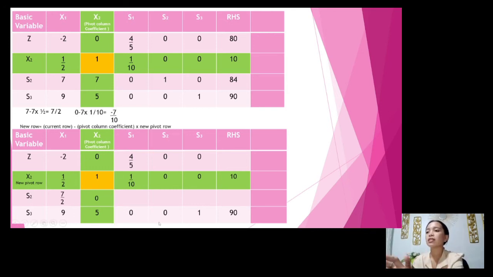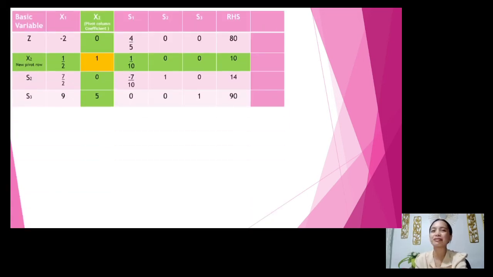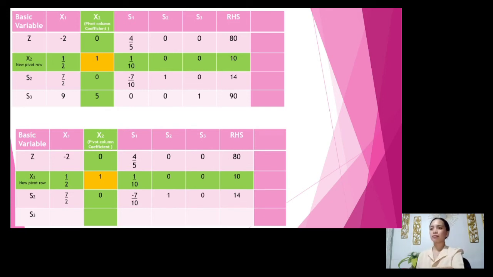So next is 0 minus 7 times 1 over 10, which is negative 7 over 10. Next is 1 minus 7 times 0, which is 1. Then 0 minus 7 times 0 is 0. Then 84 minus 7 times 10 is 14.